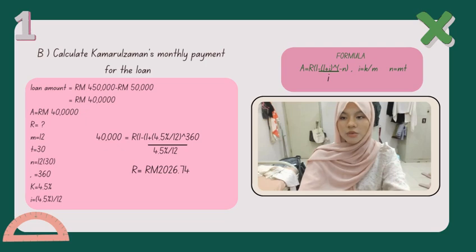And then we put all of this into the formula and calculate it, which is 40,000 equal to R, open the bracket, 1 minus, open the bracket, 1 plus 4.5% per 12, and then close the bracket with the power of negative 360, over 4.5% per 12, and then close the bracket. We get R equal to 2026.74. So Kamar Zaman's monthly payment for the loan is RM 2026.74.